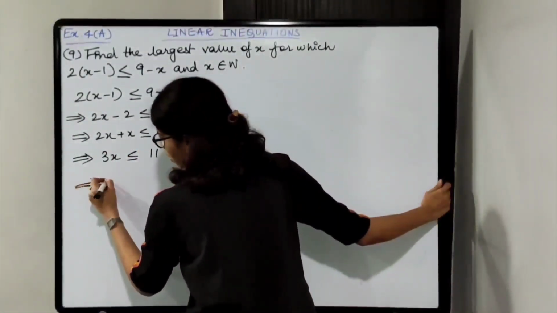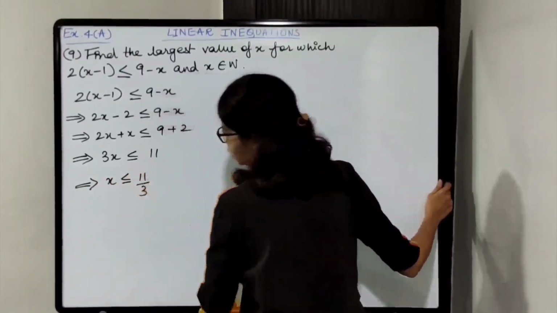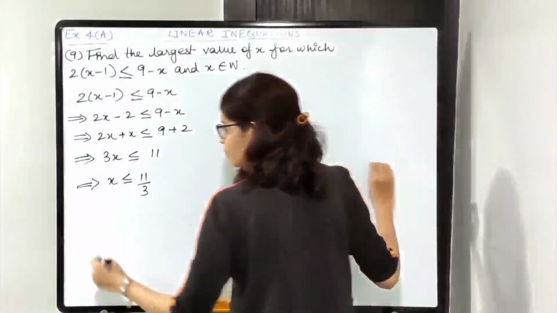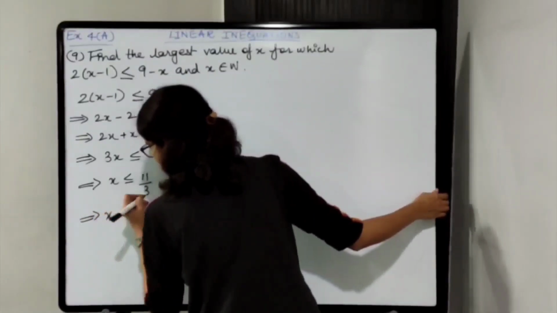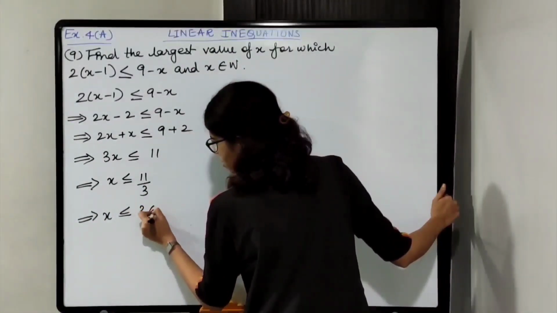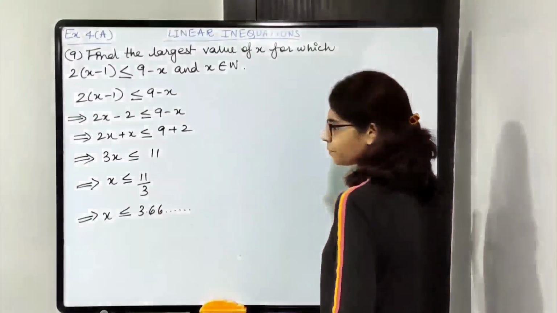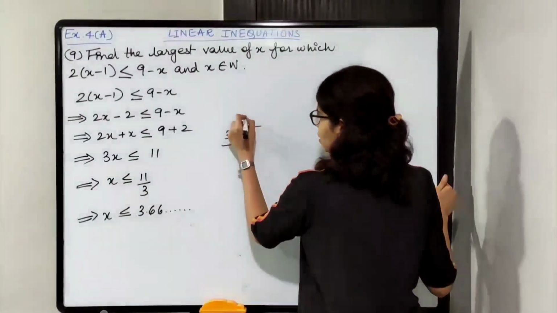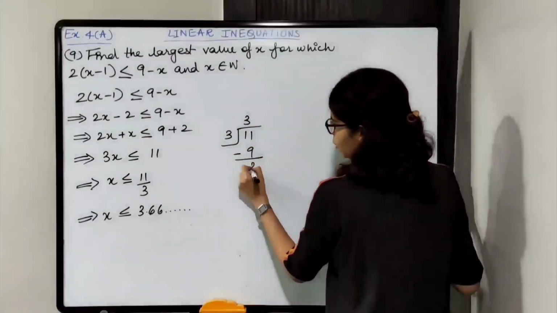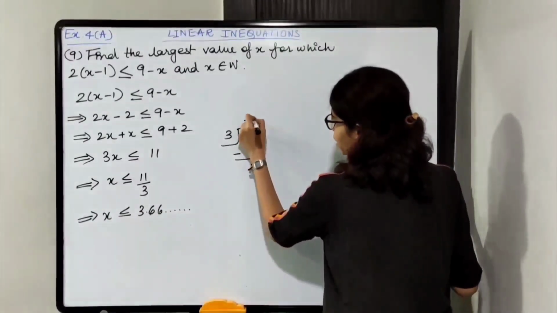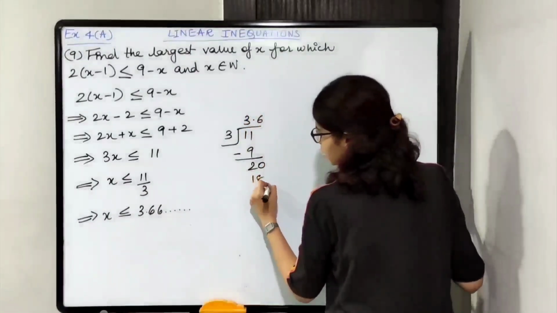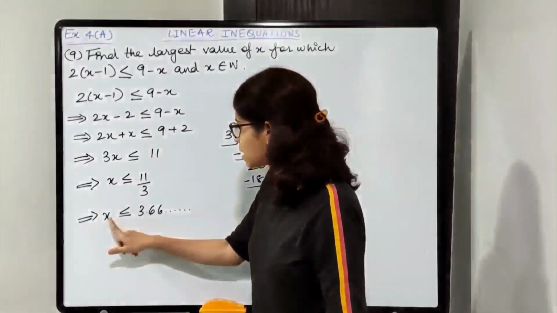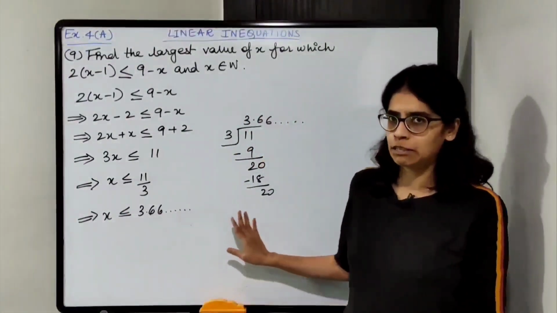So x is less than or equal to 11 by 3. So we are getting a fraction. Let's solve and find the decimal value. It will be 3.66. ऐसे हो जाएगा, है ना. Recurring आएगा, 11 है, तो dividing by 3. 3 3s are 9. 2 बचेगा, so 20. 3 6s are 18. Again 2. So it will recur. Okay. So x is less than or equal to 3.6666.